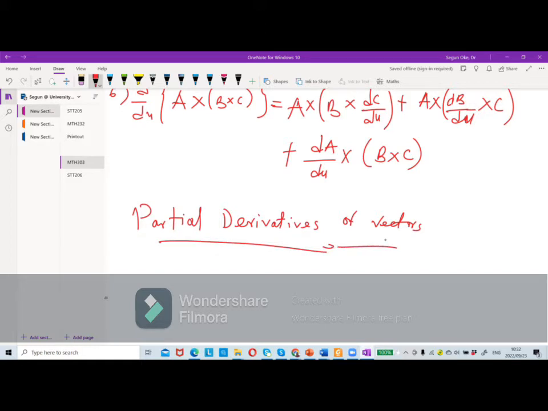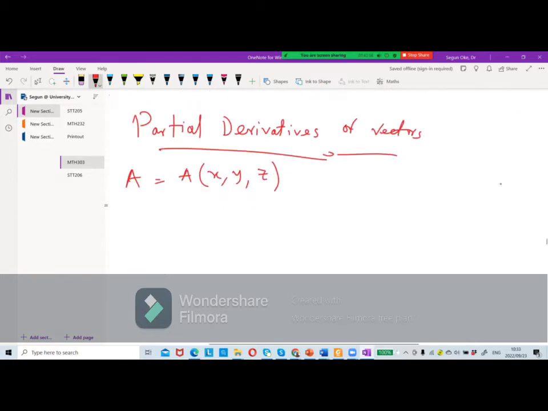So if A is a vector depending on more than one scalar variable, remember the first one is a single scalar. But when you have a vector A depending on more than one scalar variable, we say x, y, z. So for example, you have A of x, y, z, meaning that I'm going to use partial derivative to differentiate this. Remember, I'm dealing with how many now? I'm dealing with 3.